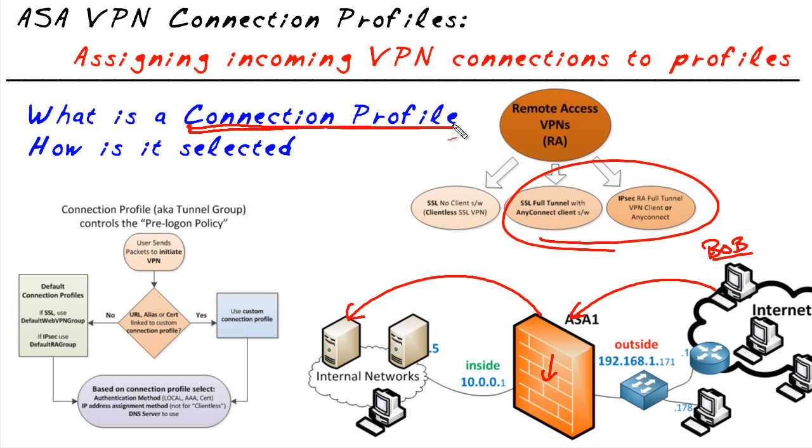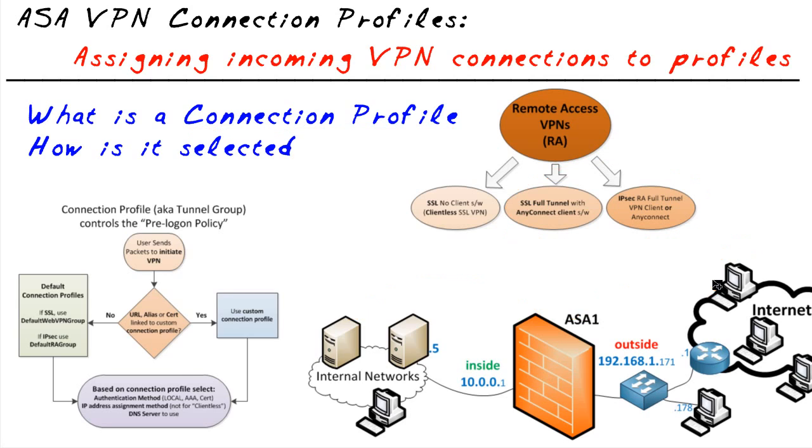Now the tricky part is, how does the ASA know which connection profile to use? Let's say there's 5 or 6 connection profiles. How does the ASA know which one to use before Bob even puts in his username and password? Well, the answer is simple. The ASA is going to rely on one of 3 options: a URL, an alias, or a certificate. Let's explain each one of those.